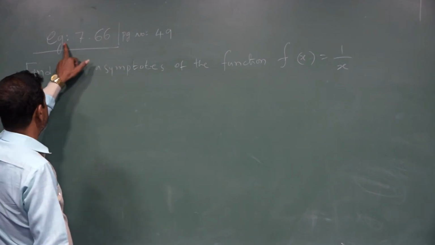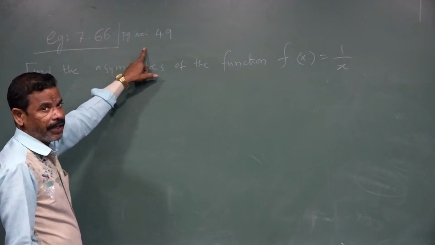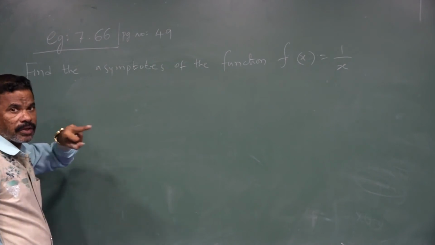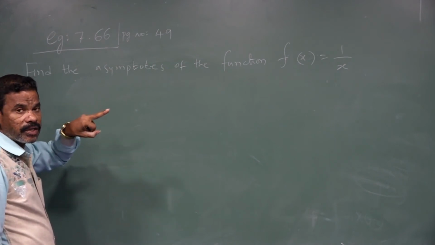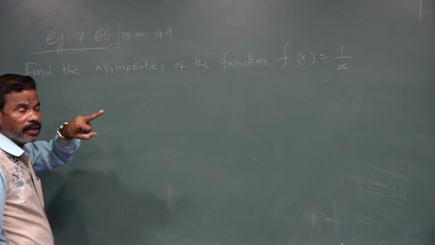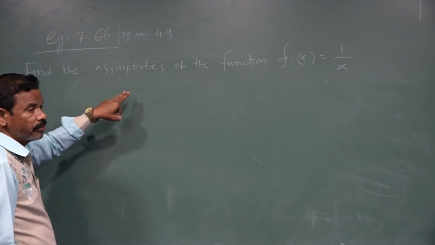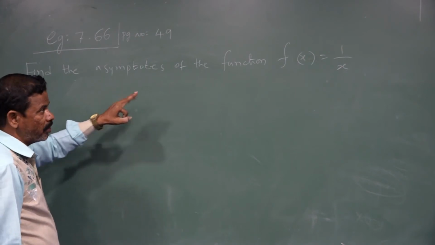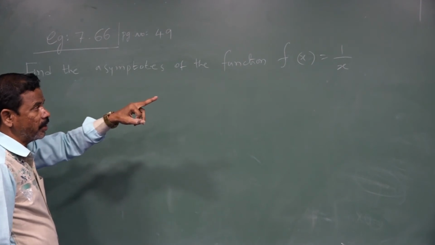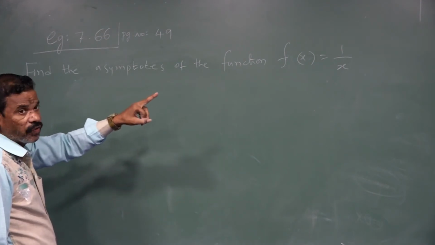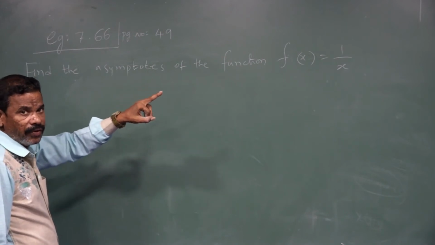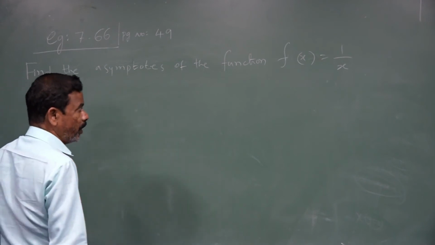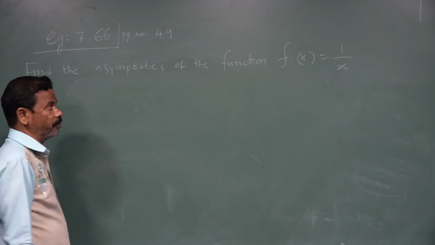Now, example 7.66, page number 49. Question on the asymptotes: how to find the asymptotes? Asymptote means horizontal, vertical and slant. So how many asymptotes here? Maximum 2 asymptotes appear here, because f of x is equal to 1 by x, that means y is equal to 1 by x, otherwise xy is equal to 1. Nothing but it is the rectangular hyperbola. Any hyperbola has 2 asymptotes.